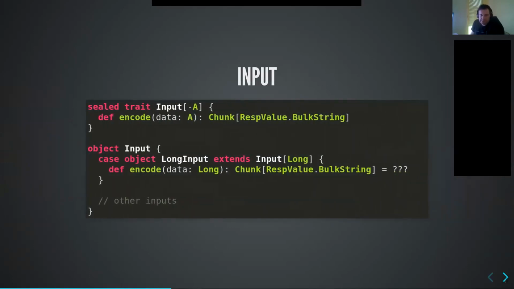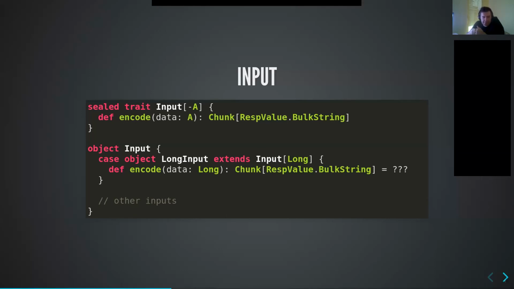Input is basically an encoder of user data. So whatever you submit will be transformed into REST values by passing through input. As you can see, input exposes a single method called encode. It's polymorphic in its input type. It's basically a GADT, and it produces a chunk of bulk strings that's going to be sent over the wire.